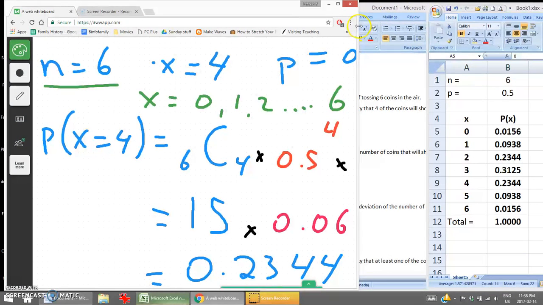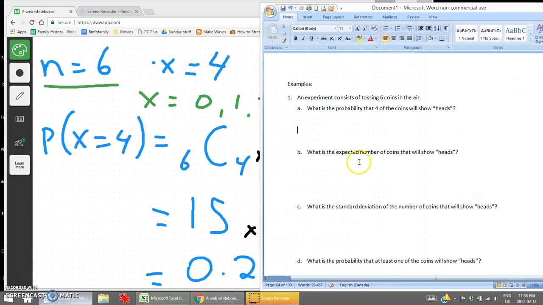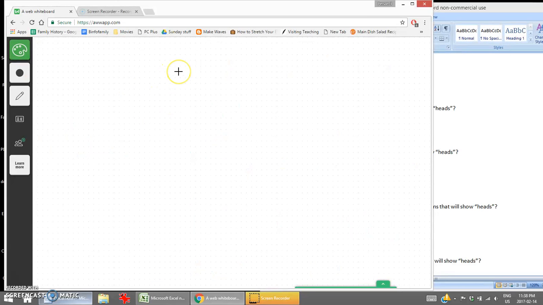Make that a little smaller. Let's go to our Word document. We want to know the expected number of coins that will show heads, and then in part C, the standard deviation of the number of coins that will show heads. Let's go back here. Let's delete this page. So we want to know the expected number.